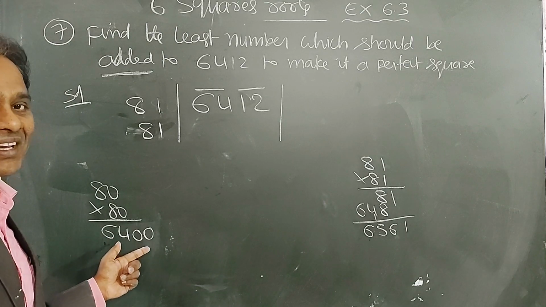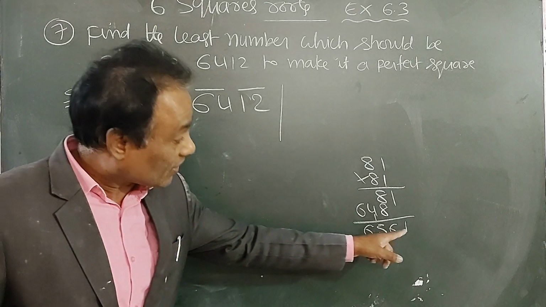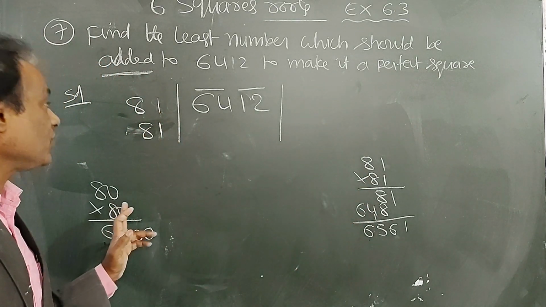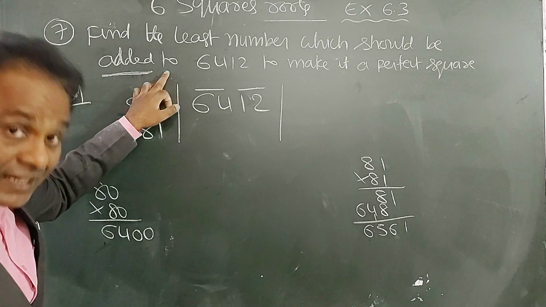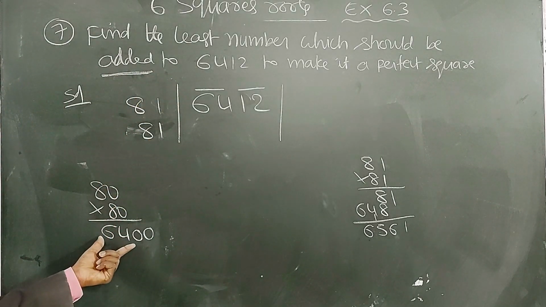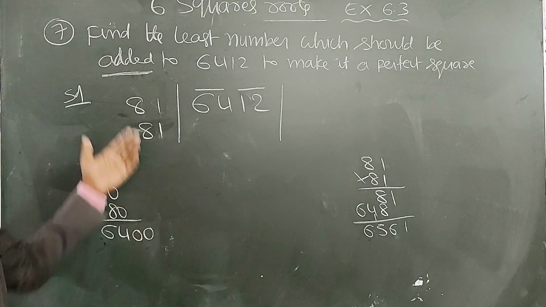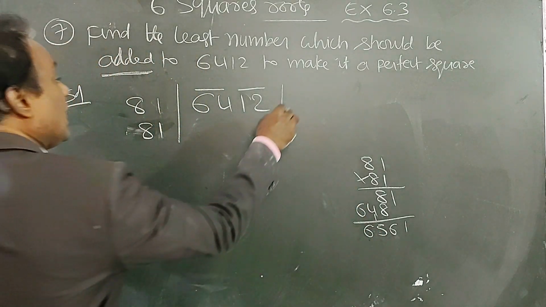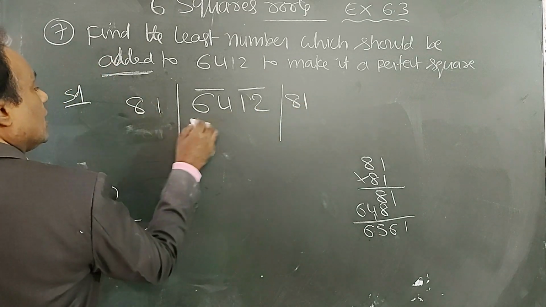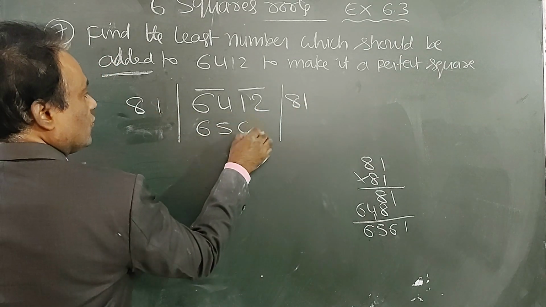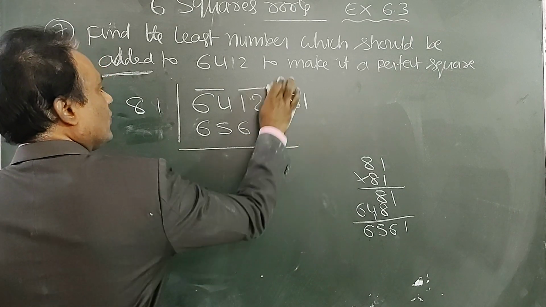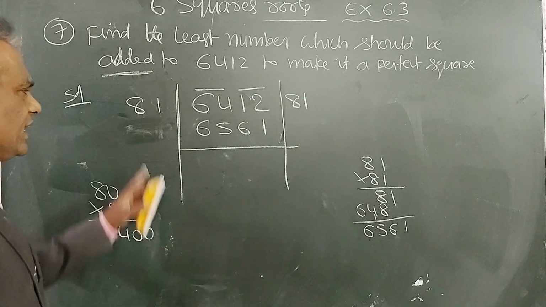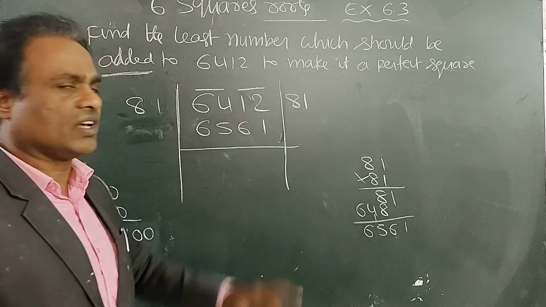6400 is also a perfect square, 80 into 80. 6561 is also a perfect square because 81 into 81. So which shall we take, 80 or 81? If something is to be subtracted, we have to take the less number. If something is to be added, we have to take this number. So 81 into 81 is 6561. Students, first time you are solving this type of problem.